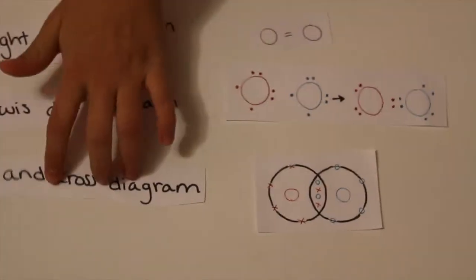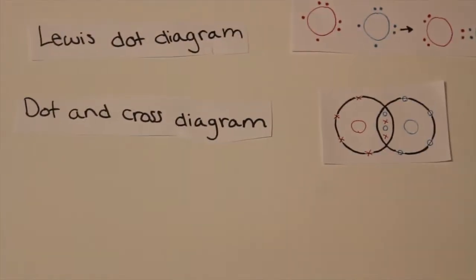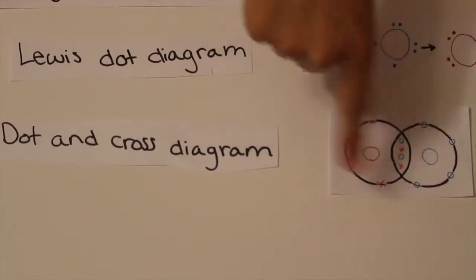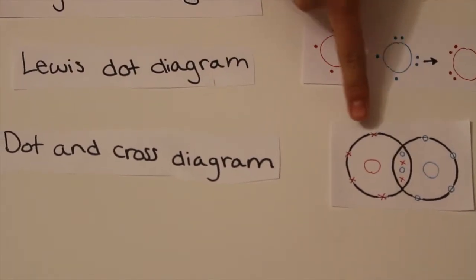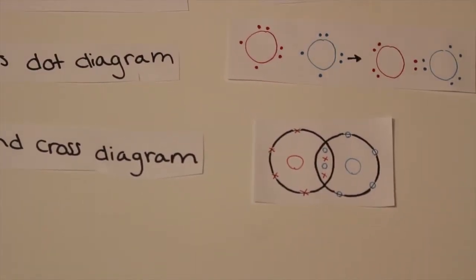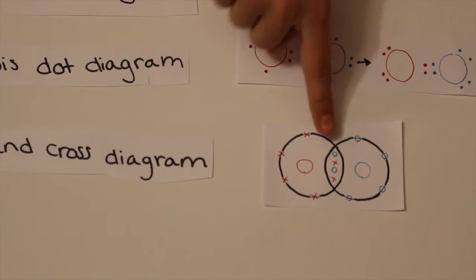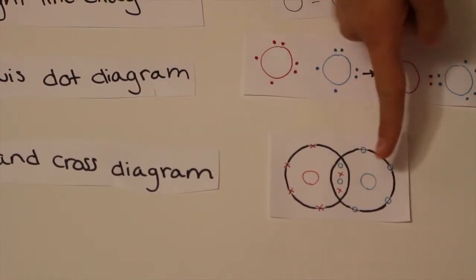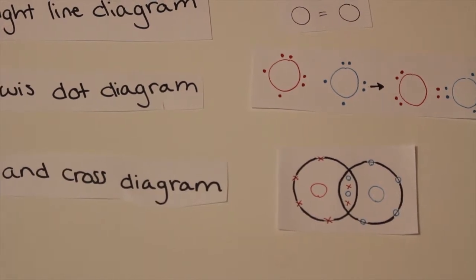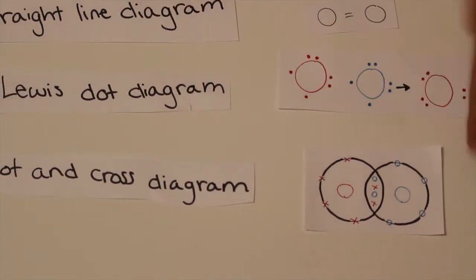This is the dot and cross diagram. You can see that there are 6 electrons for the first oxygen and 6 electrons for the second oxygen. When they come together, when they bond, you can see that they share 4 electrons: 2 from this oxygen and 2 from this oxygen.